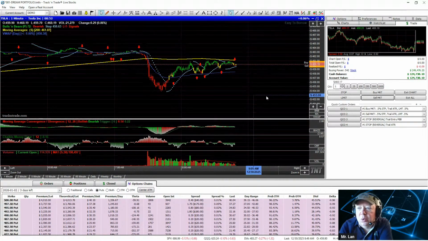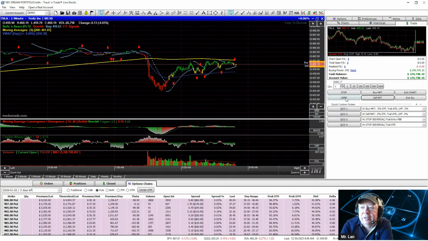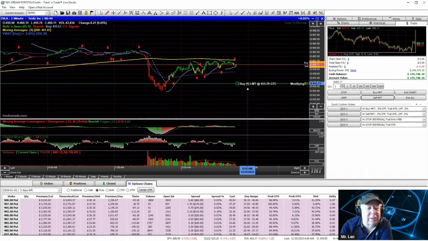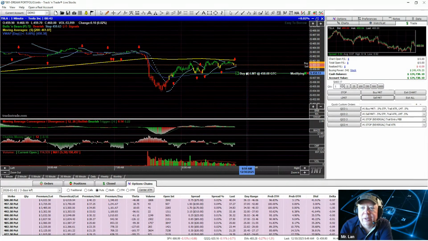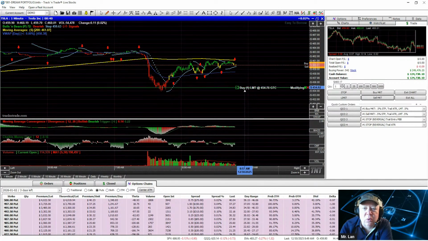But what we can do is use what we have called here a limit order. With a limit order, we can specify a price. We can say, you know what? The market's way up there. It's been way down here.